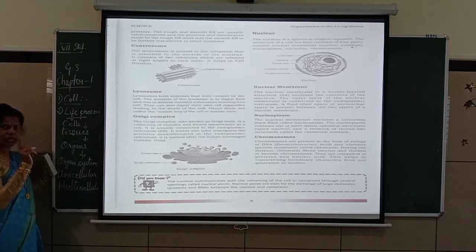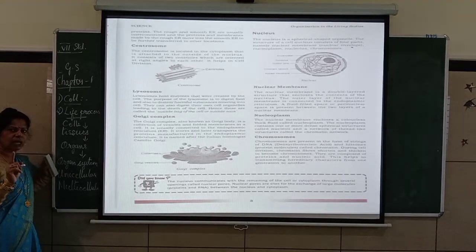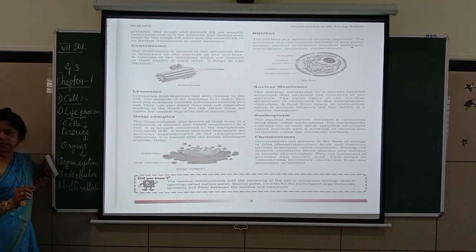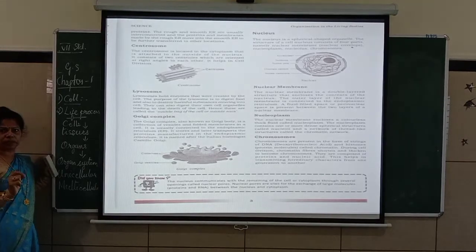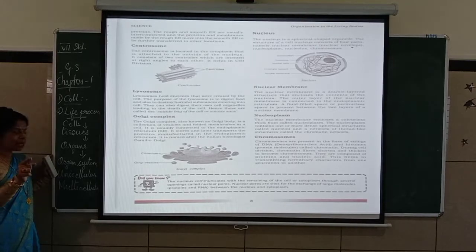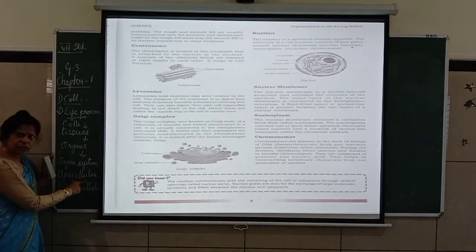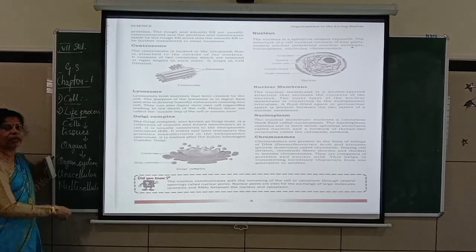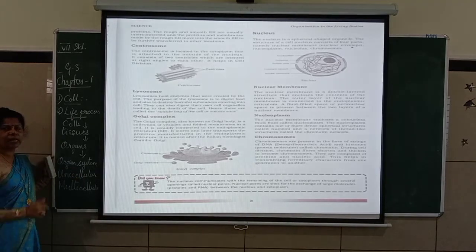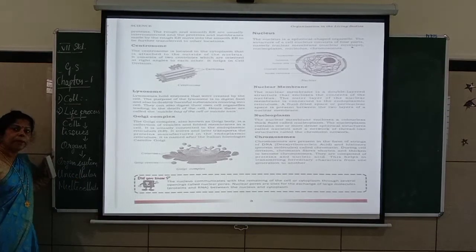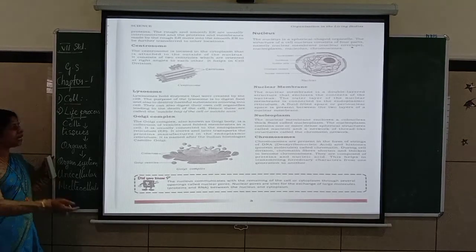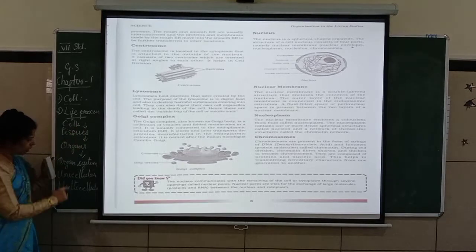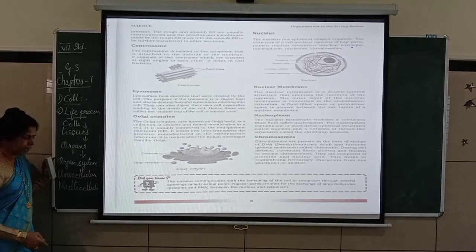You got my point? What is a cell? You understood now? Cell is the basic structural and functional unit of life. In some organisms, what happens? In some organisms, there will be a single cell to carry out all the life processes. And those types of organisms are called unicellular organisms. In higher organisms, a single cell will not be enough. They require many cells to group together. Okay. And then they carry out all the life processes. We call that multicellular organisms.